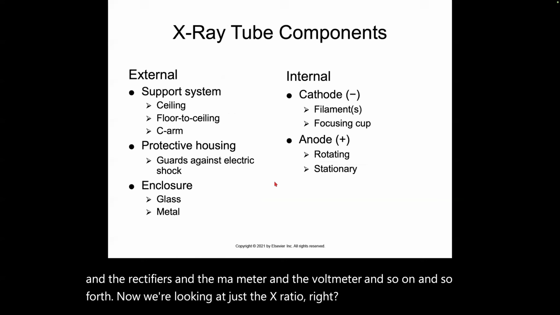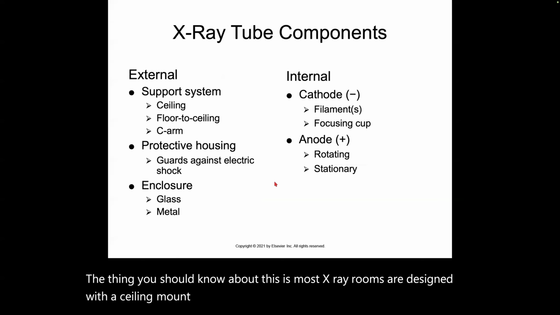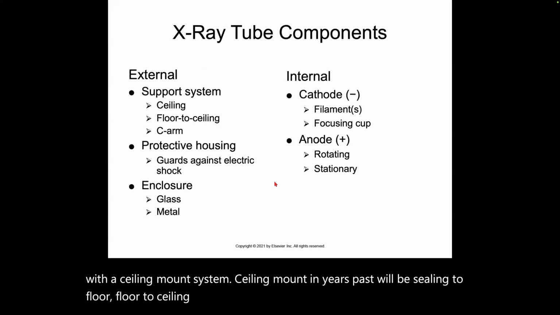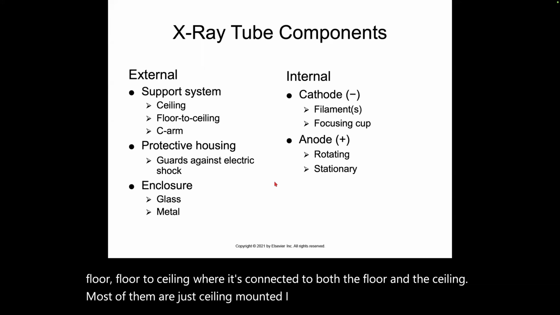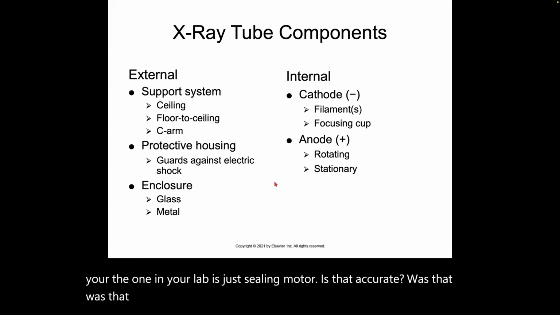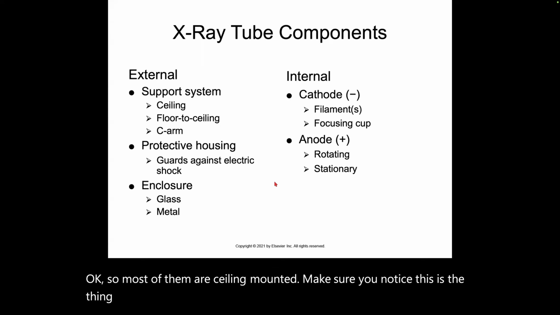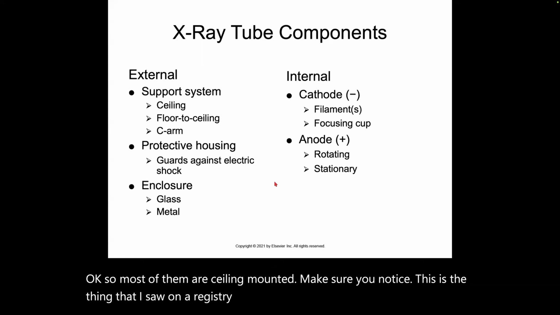The thing you should know about this is most X-ray rooms are designed with a ceiling mount system. In years past, it would be ceiling to floor, where it's connected to both the floor and the ceiling. Most of them are just ceiling mounted. I think when I looked at your lab, the one in your lab is just ceiling mounted. Is that accurate? Okay, so most of them are ceiling mounted. Make sure you notice this, it is a thing that I saw on a registry review question.